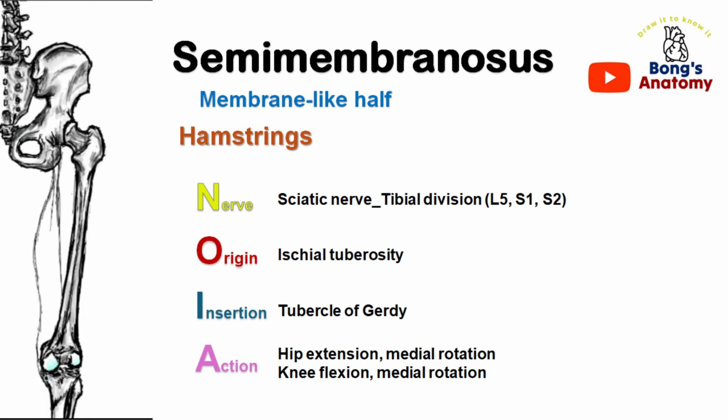Semimembranosus. Semi means half, and we have two halves, semimembranosus and semitendinosus. This one gives a membrane to it, so we call it semimembranosus. Innervated by the sciatic nerve, tibial division, originates from the ischial tuberosity and inserts into the tubercle of Gerdy. Action will be hip extension and medial rotation, knee flexion, medial rotation because it is on the medial side.